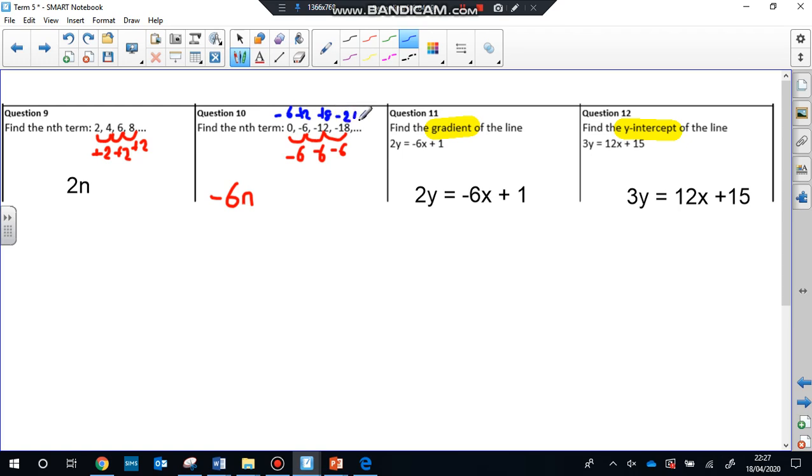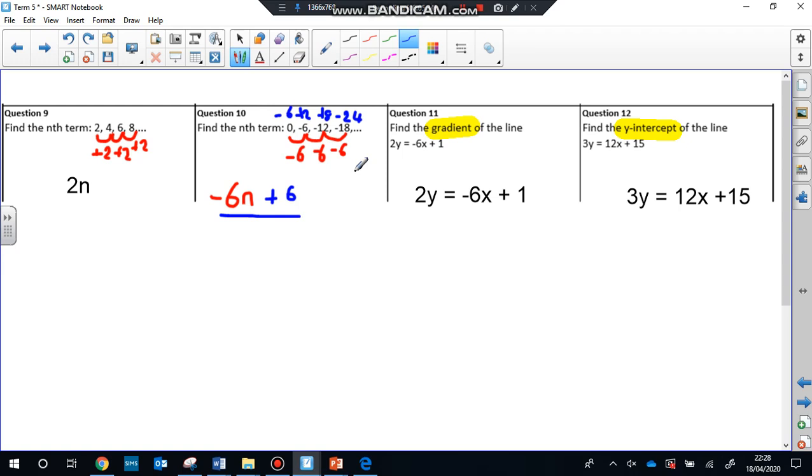So I've got to look at those blue numbers, that negative 6 times table, and say, how do I get to the numbers here? How do I get from negative 6 to 0? Well, you would add 6. How do you get from negative 12 to negative 6? Add 6. Negative 18 to negative 12, add 6. So the nth term is minus 6n, add 6. Now that was a difficult one, so don't worry if you didn't get that. But again, just make those corrections, make sure you understand what's going on.